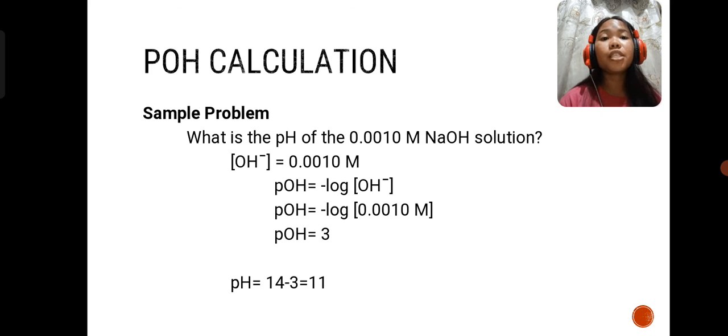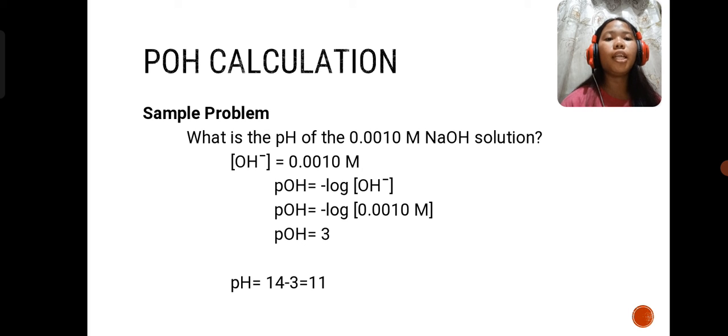So, what is the sample problem? What is the pH of the 0.0010 molarity NaOH solution? Sodium hydroxide. So the concentration of OH negative is equal to 0.0010 molarity. That is the given.